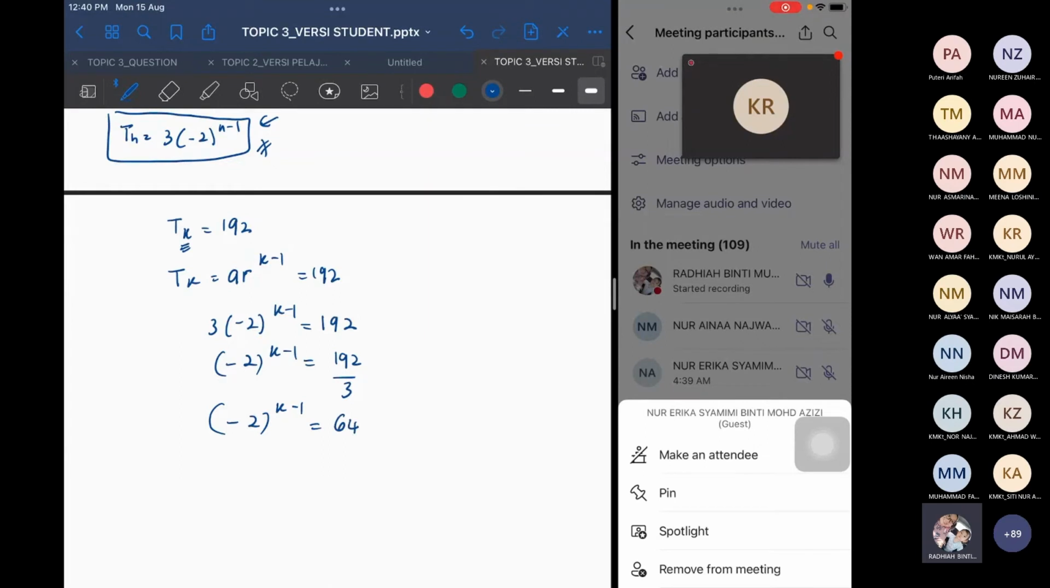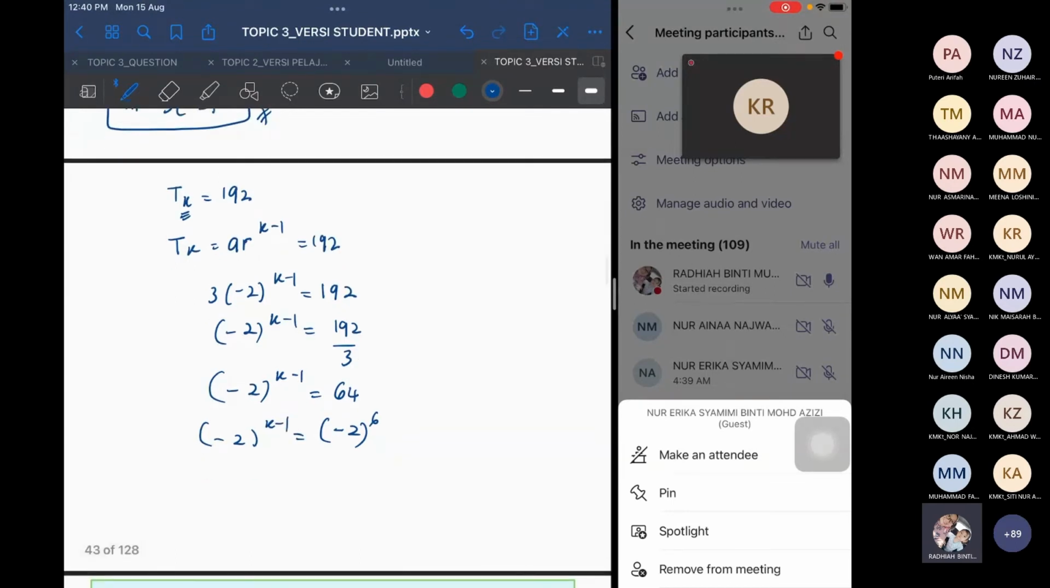Okay, so -2 power of K minus 1, you got 64. Okay, so kita nak dapatkan nilai K. So bentuk kita ni dalam bentuk indices ya kelas. So kita kena compare, so kena make sure negatif 64 ni dia sama juga dengan -2 power of 6. So -2 power of K minus 1. Okay, so dia punya base dah sama, so kita boleh compare. So K minus 1 is equal to 6 and then your K is equal to 7.